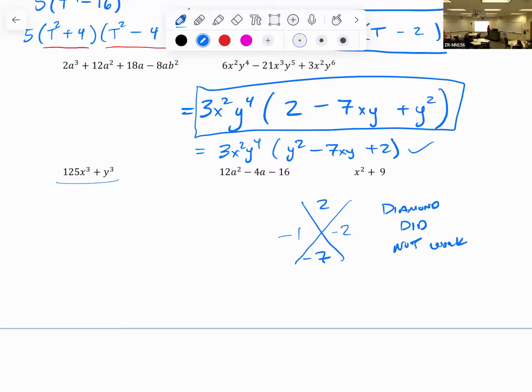Also, what number cubed creates 125? 5, all right? So in order to identify this as cubes, let's go ahead and write it in terms of cubes. What cubed makes 125x cubed? 5x. What cubed makes y cubed? Y. All right, so you want to break it down to its fundamental parts just so you identify the pieces that create the cubes.